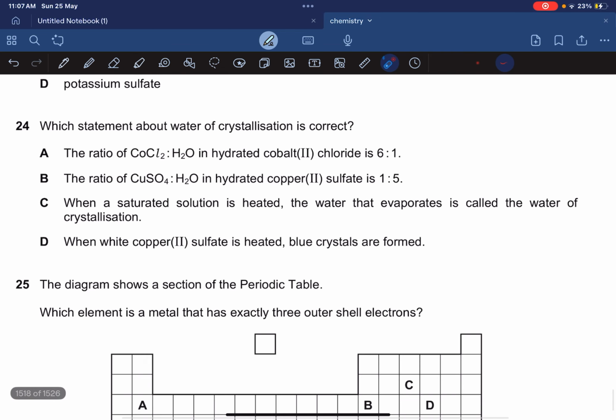Moving on to 24, which statement about water of crystallization is correct? The ratio of CoCl2 to H2O in a hydrated cobalt(II) chloride is 6:1. That's just flipped, it's 1:6. ये 1 होता है, ये 6 होता है, तो सिर्फ आपको कंफ्यूज करने के लिए 6:1 लिखा है. The ratio of CuSO4 to H2O in hydrated copper sulfate is 1:5. That's correct, 1 of copper sulfate and 5 of H2O, which makes option B correct.